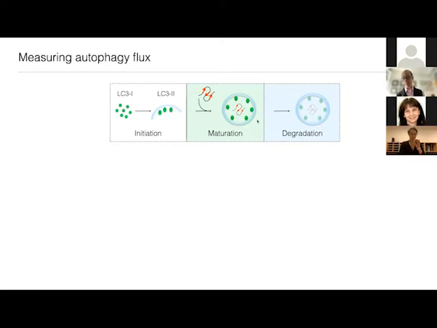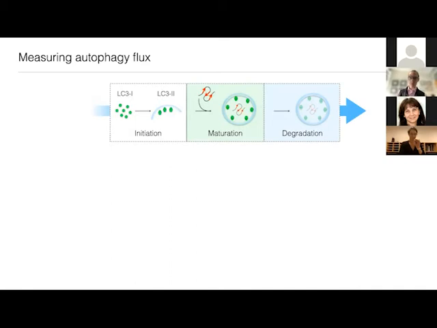Then upon fusion of the autophagosomes with lysosomes and release of the lysosomal hydrolases, we get degradation of the contents, including LC3-2. Now, the problem is we typically measure the activity in this pathway by assessing these LC3-2 positive autophagosomes, assuming that more autophagosomes are a sign of more autophagy. But because it's a dynamic pathway, if you block the degradation phase, the late stages of the pathway, you end up with a ton of autophagosomes, and you don't know whether that's enhanced autophagy or impaired autophagy. So ideally, we'd have a method that's able to measure flux or activity through the entire pathway.